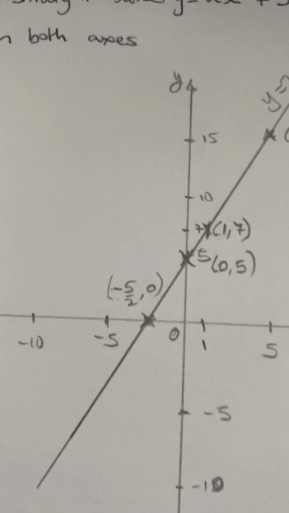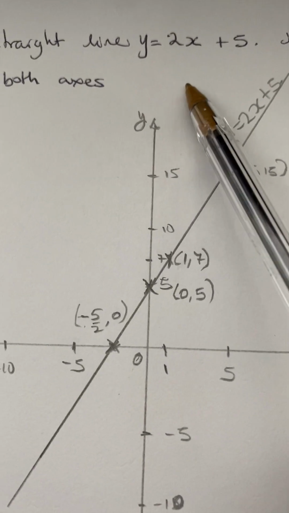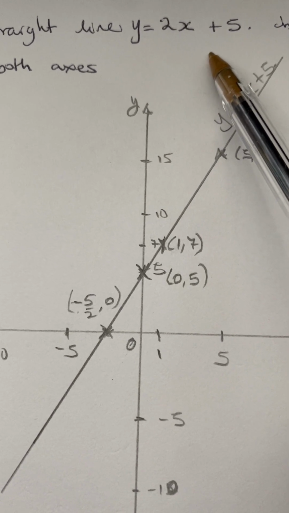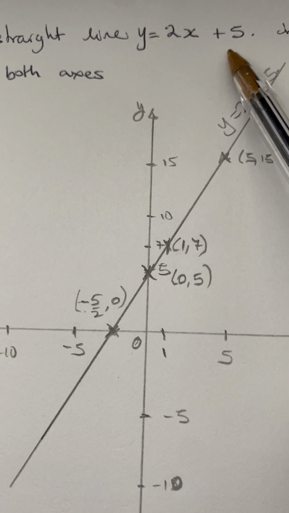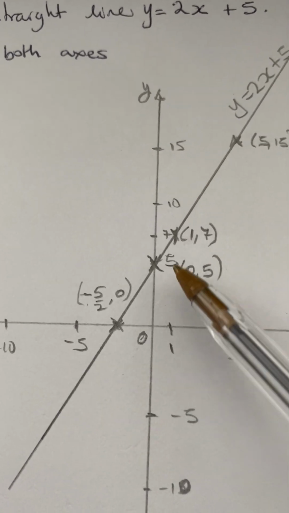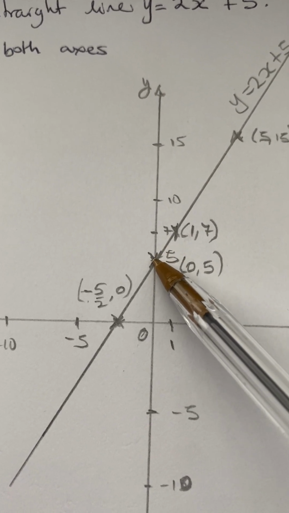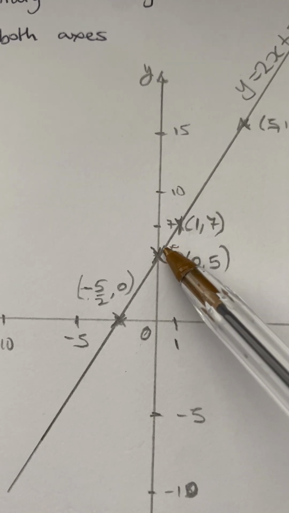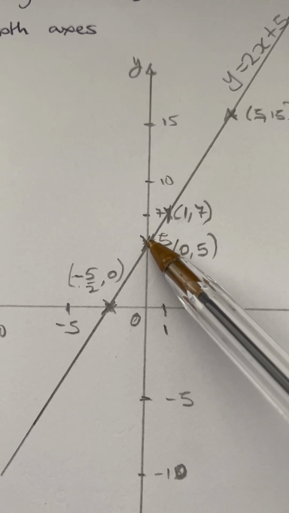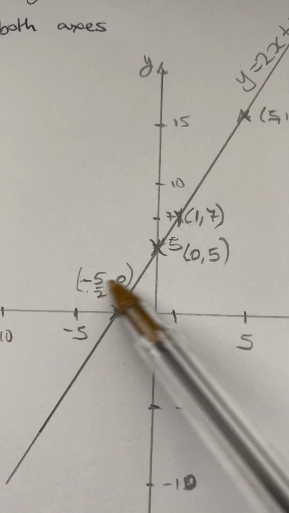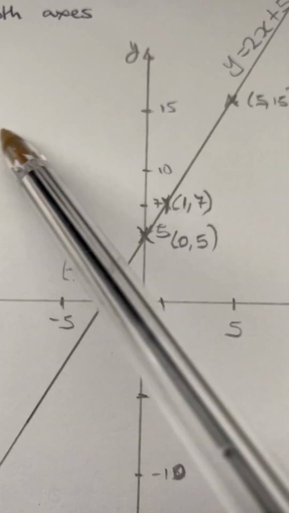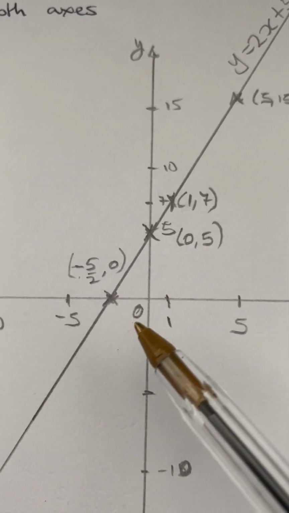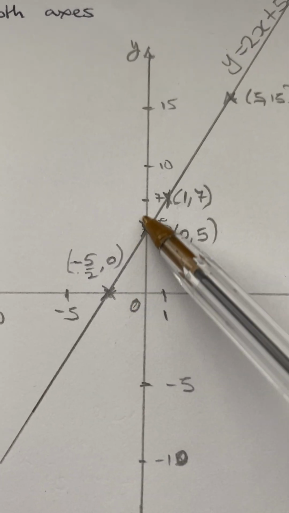So I'm asked to plot this graph. I know the y-intercept. So straight away, my y-intercept will be (0, 5). So the line will cut here. But if I have only 1 point, it can be that way, it can be that way, it can be that way.